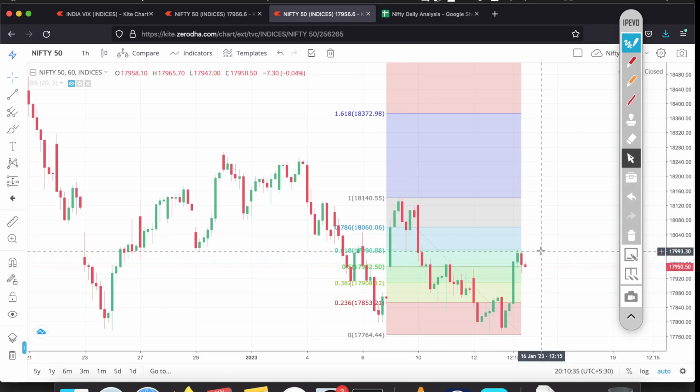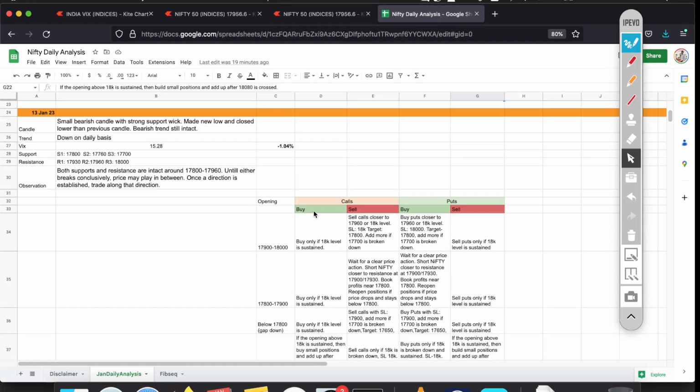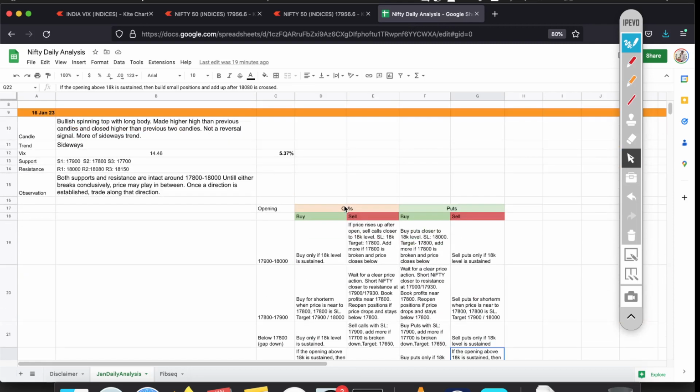Otherwise, most likely the price may be pushed down. And if the lows are broken and sustained, and sustained is a keyword, if the lows are broken and closed below, then we may see further downward action. So, jotting down all these points, what we can conclude is that both supports and resistance are intact. Until either of these breaks conclusively, price may play in between. And once a direction is established, we can trade along the direction.